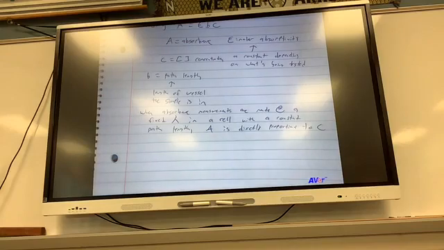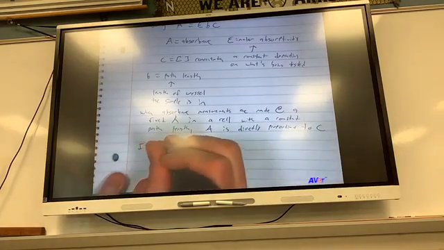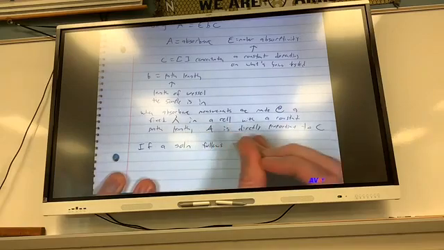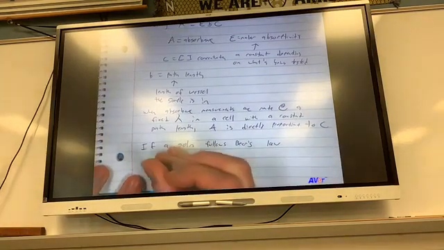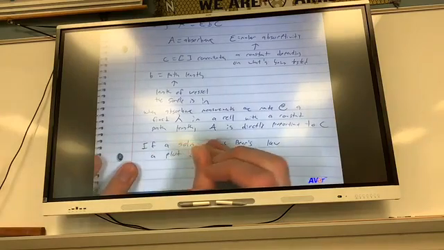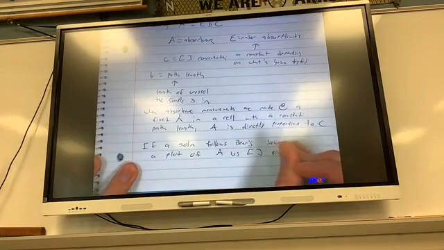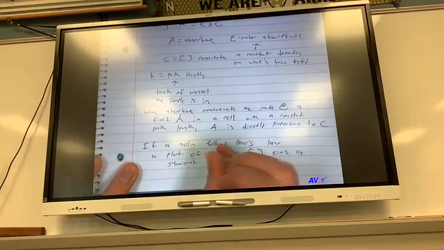What is a wavelength in a cell? In a cell with a constant path length, A is directly proportional to C. So, if a solution follows Beer's law, which is Beer-Lambert, but we just say Beer's law, if a solution follows Beer's law, a plot of A versus concentration gives a straight line. It should give a straight line.